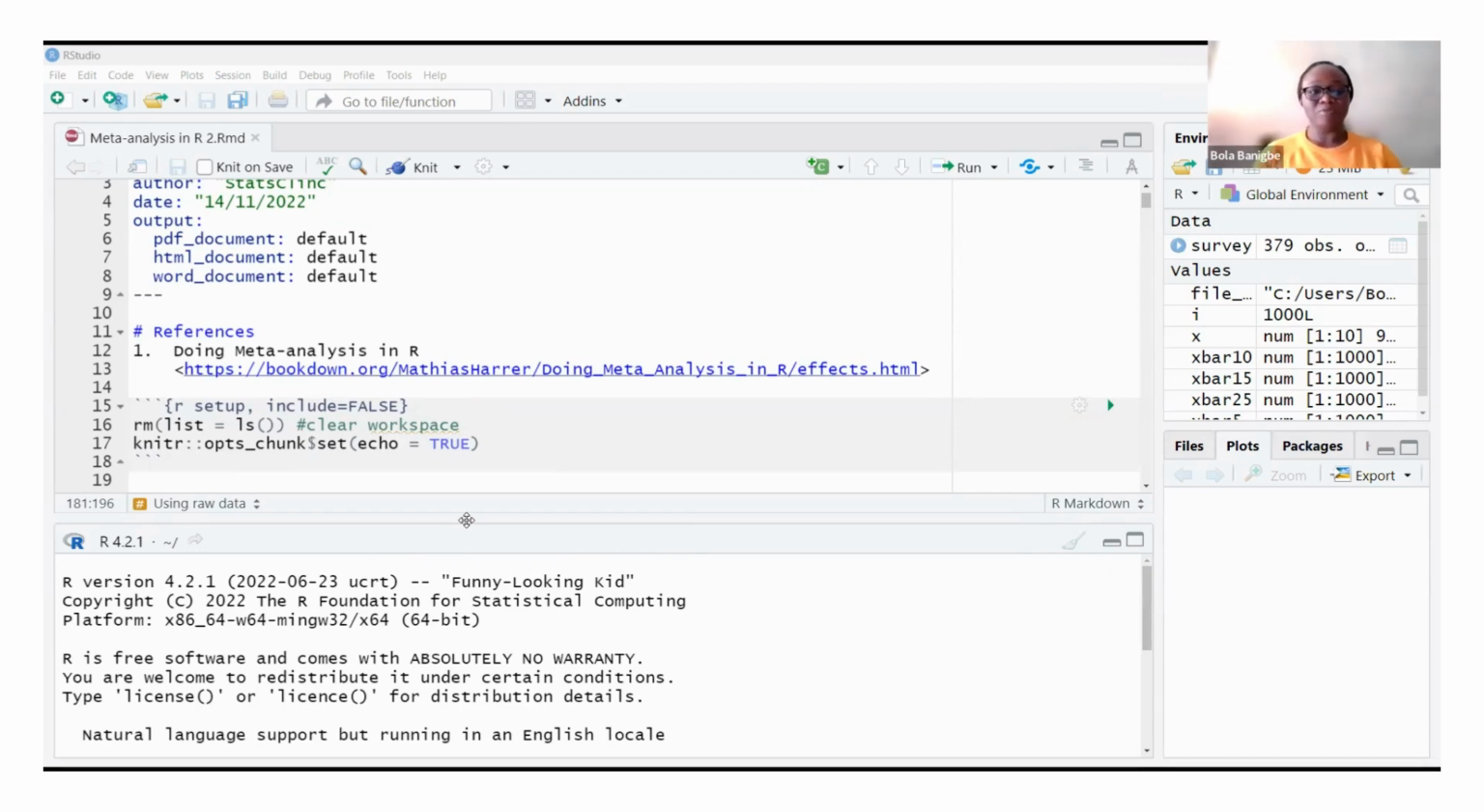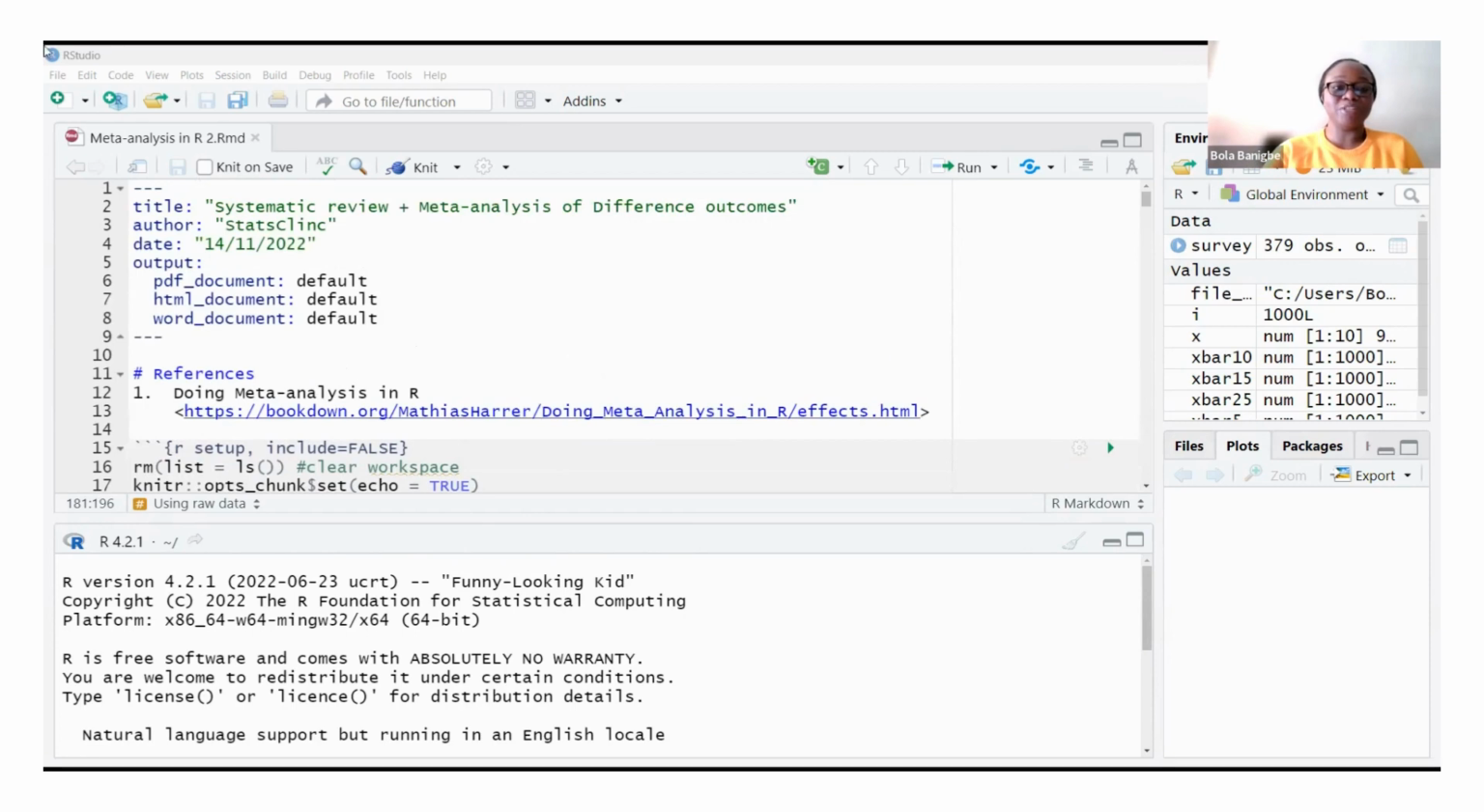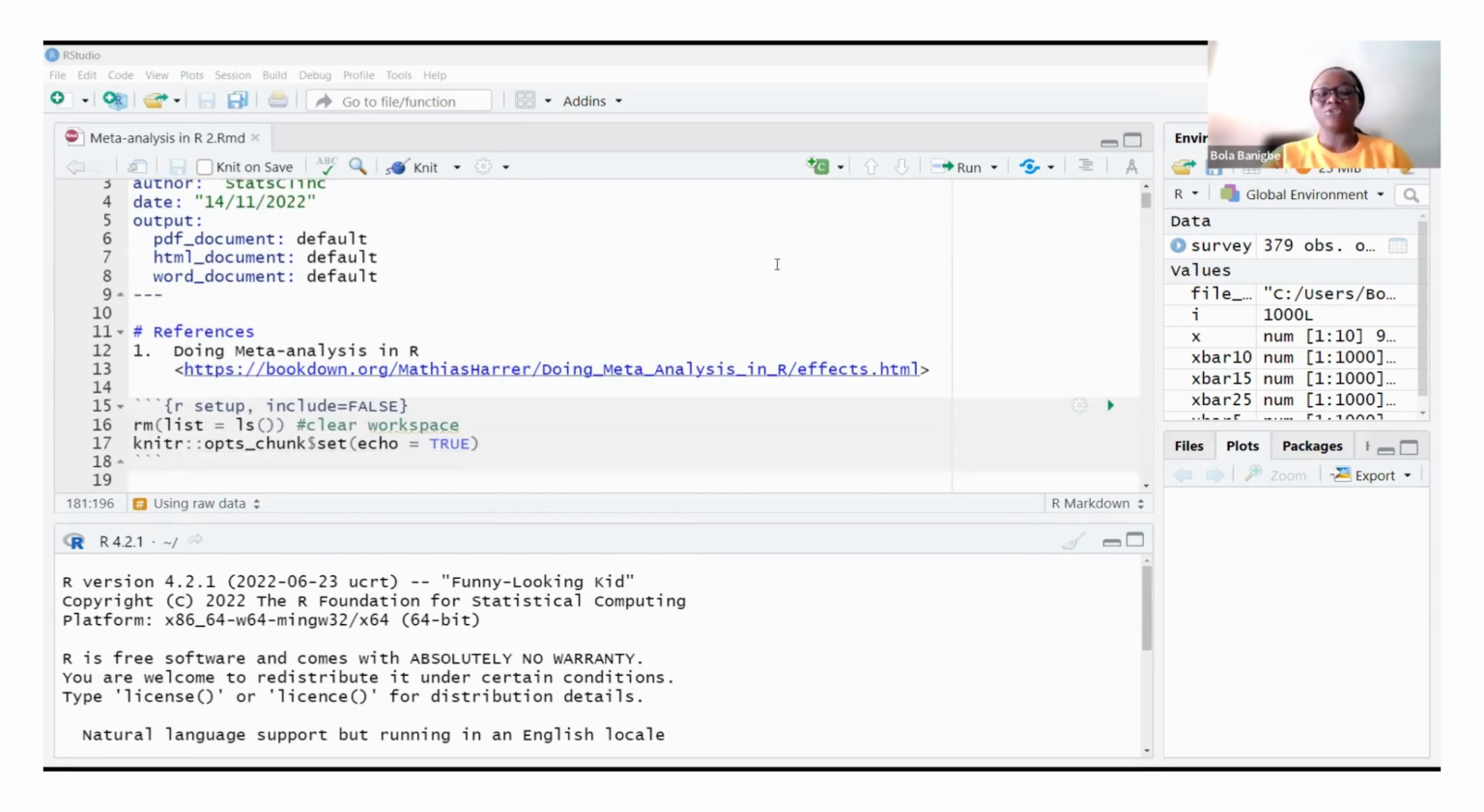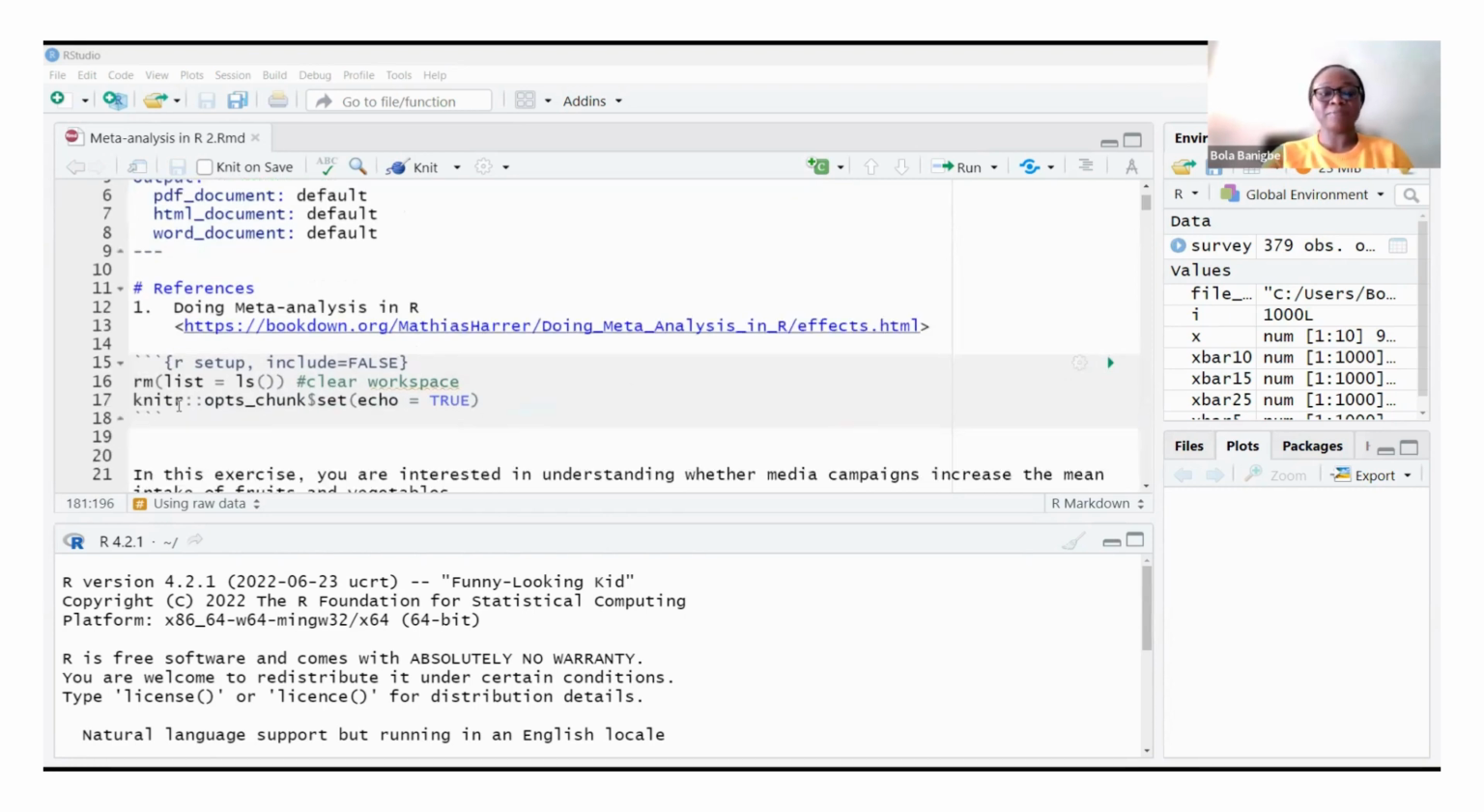So today we'll be running through conducting a systematic review and a meta-analysis using difference outcomes. So difference basically means looking at continuous variables, when our effect measures are continuous variables. This is how we'll go about it.